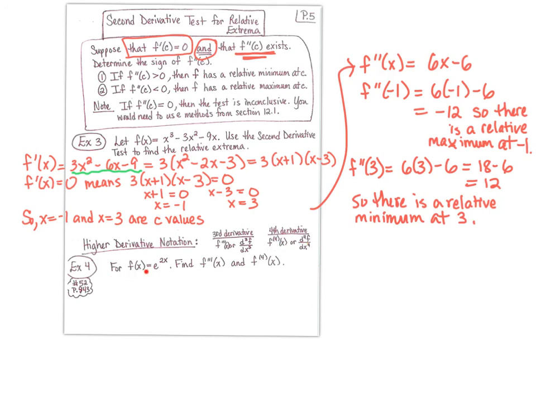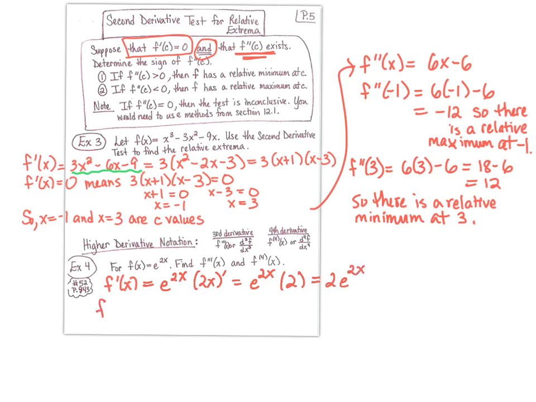So now for f of x equals e to the 2x, we want to find the third derivative and the fourth derivative. So let's do that. f of x is equal to e to the 2x. f prime of x is equal to e to the 2x times the derivative of 2x. That's e to the 2x times 2. Written better, it is 2e to the 2x.